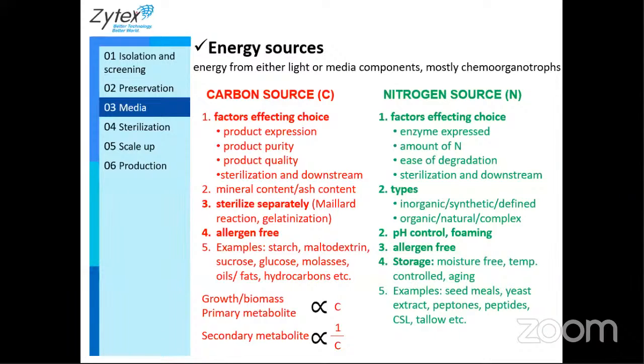Then majorly all the nitrogen sources are very hygroscopic. They absorb moisture from the environment. So we have to keep in mind that they should be stored in temperature controlled dry places, so that they do not capture moisture. These are a few of the nitrogen sources: seed meals, yeast extract, peptones, CSL. CSL is corn steep liquor. This is a byproduct of corn processing units, and it is both a carbon and nitrogen source, but majorly considered as a nitrogen source. Next, please.